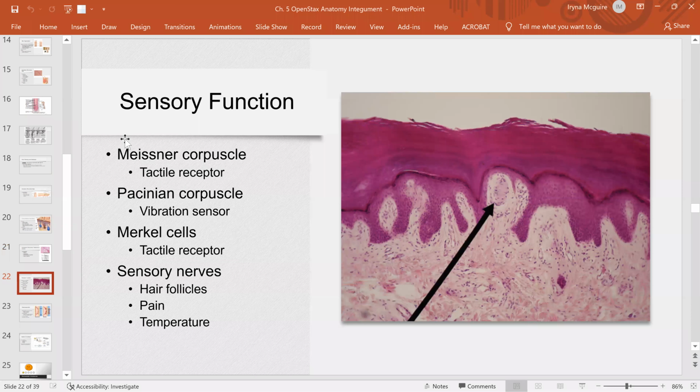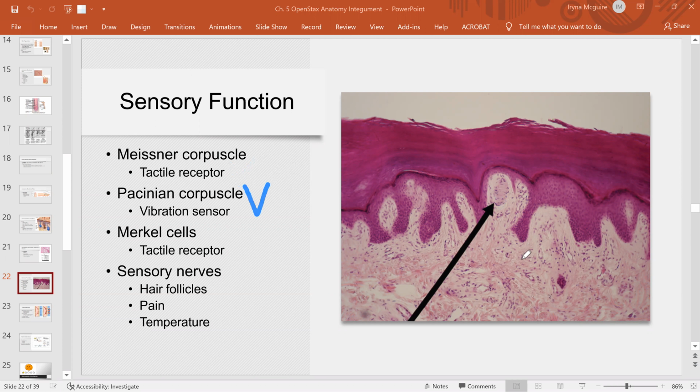We also mentioned that your skin has sensory function. So what are those sensory receptors? We have Meissner corpuscles. So here you can see it finally. Here's the Meissner corpuscle right there, or tactile receptor. That gives you a sensation of fine touch.